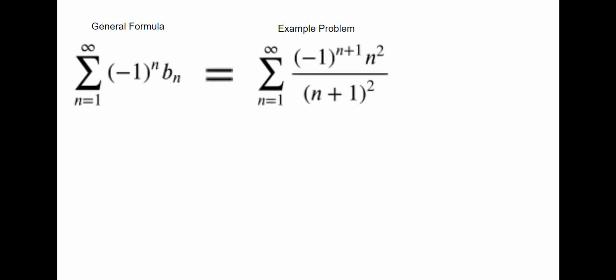For our example problem today, we're going to have -1 to the n plus 1th power multiplied by n squared, all of it over n plus 1 squared. So in this example, our b sub n is equal to n squared over n plus 1 squared.